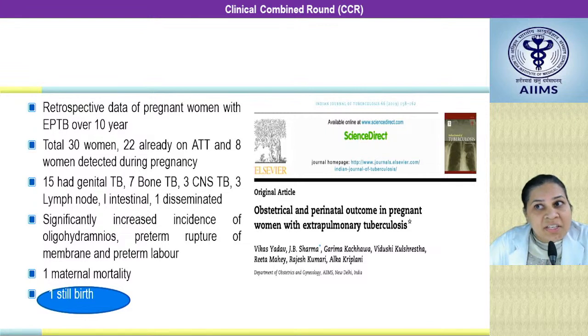Out of these 30 cases, 15 cases, the maximum, were of genital tuberculosis, and they found that there was a significantly increased incidence of oligohydramnios, preterm labor, and premature rupture of the membrane. Out of 30, 1 maternal mortality and 1 stillbirth occurred.